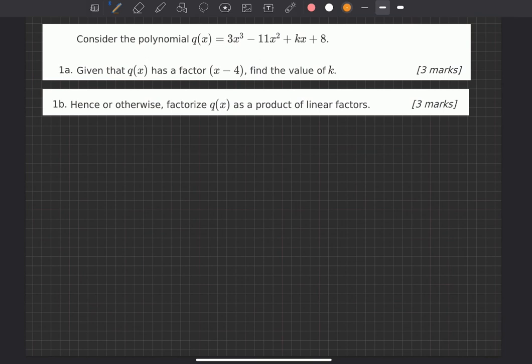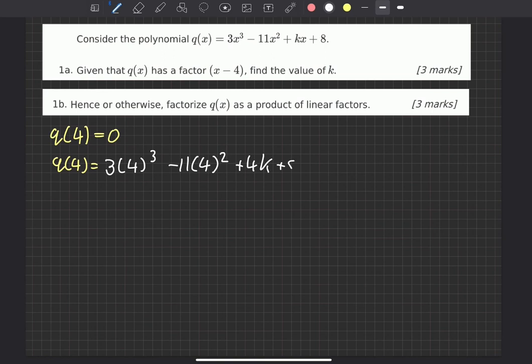This first one here is in 2 parts, and part 1 is you're given this function here, and it says that x minus 4 is a factor, hence find the value of k. Using the factor theorem, we know that since x minus 4 is a factor, the function of 4 should be 0, right? Function of 4 is basically 3 times 4 cubed minus 11 times 4 squared plus 4k plus 8, and this should be 0, right?